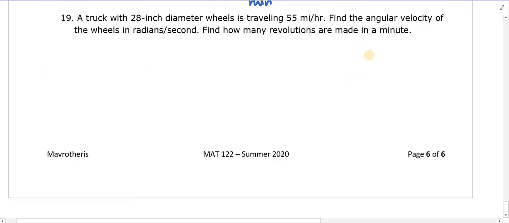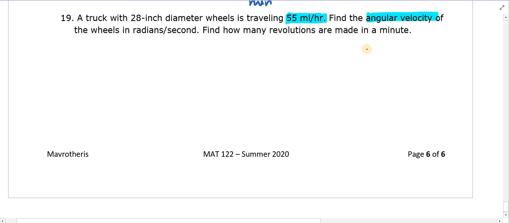A truck with 28-inch diameter wheels is traveling 55 miles per hour. We want to find the angular velocity. So we have a linear velocity here, I know because it's measured in miles per hour. Angular velocity is either measured in radians per second or in revolutions per second or minute, but it has to be radians or revolutions. So we want to find the angular speed of the wheel in radians per second.